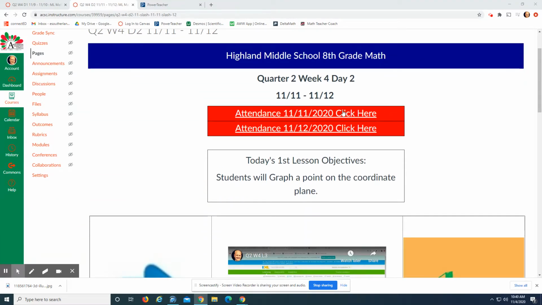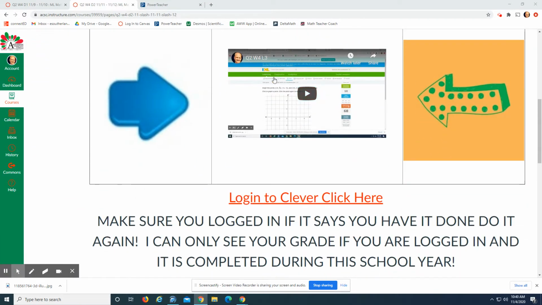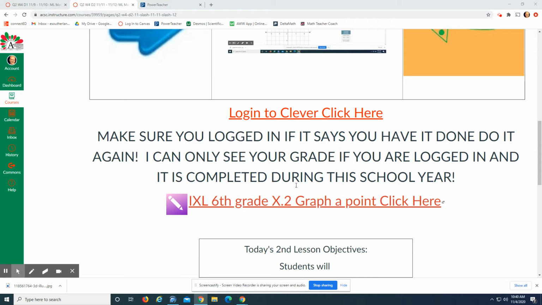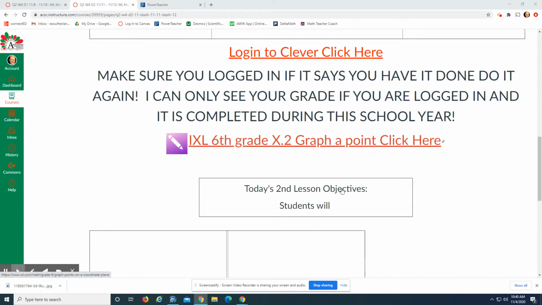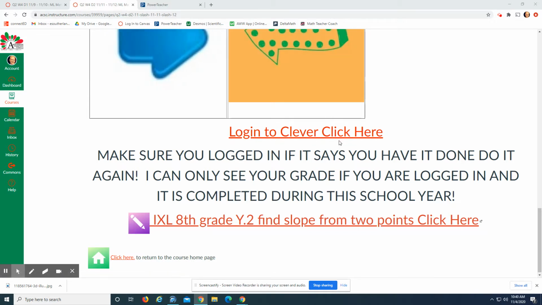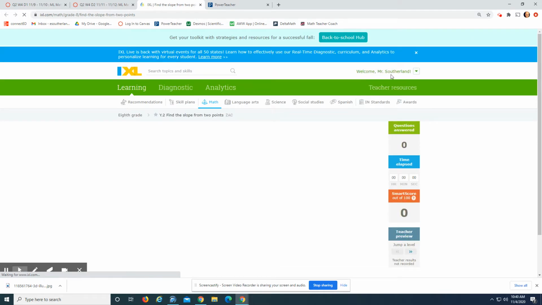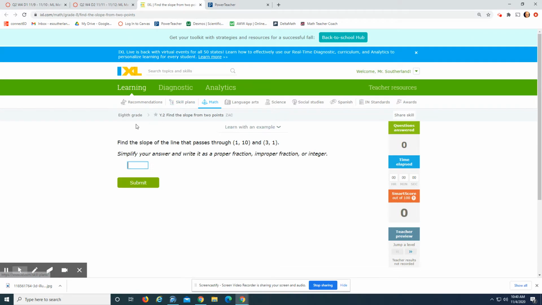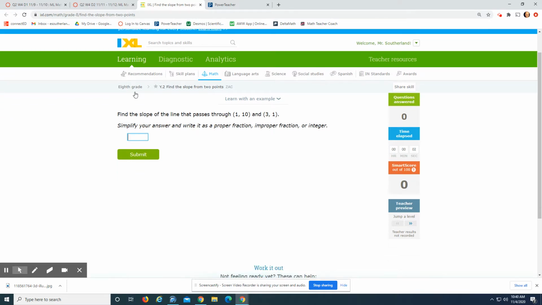It's day 2. We're going to work on the second lesson for today. You should have already completed IXL 6th grade X2 graphing a point. We're going to move on today to the second assignment, in which we're going to find the slope if we're given 2 points. If you need to log in to IXL, make sure you click here to log in to Clever. Make sure you're logged in so that your score counts. Make sure your name is up here. And then we're going to look at this assignment here.